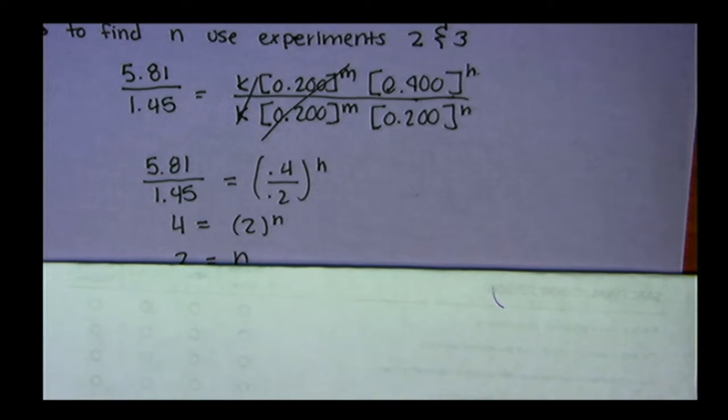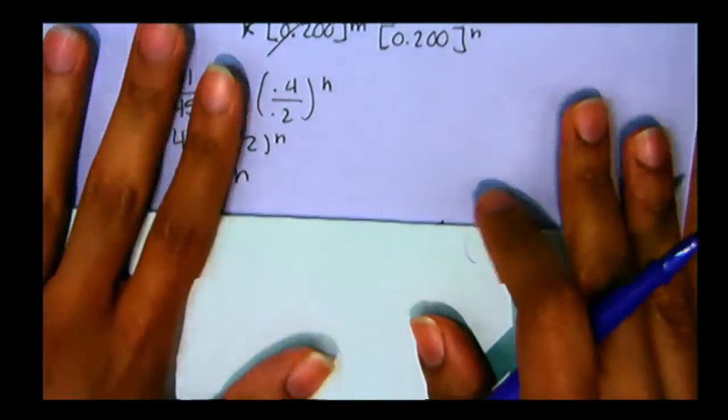And using this logic as well, you technically could have done this without ever having plugged it all in, which is the way I use in the second part. So in the second part, if I'm going from reactions 1 to 2, both of the reactants were doubled.